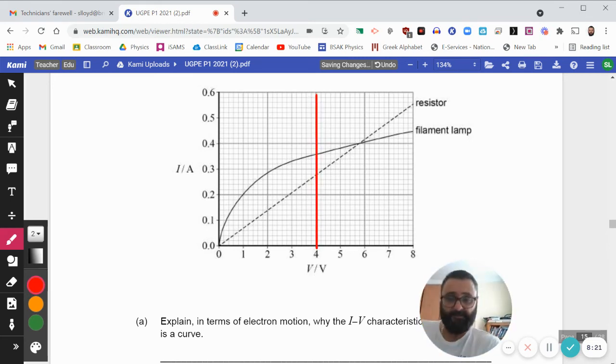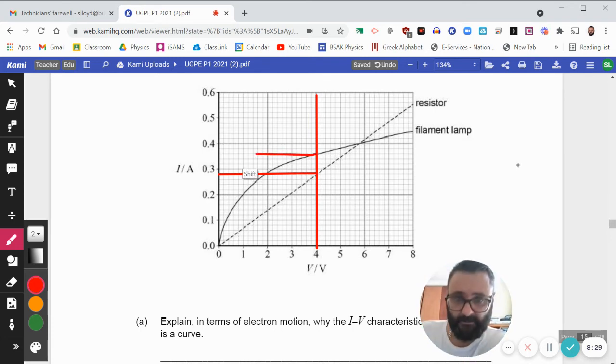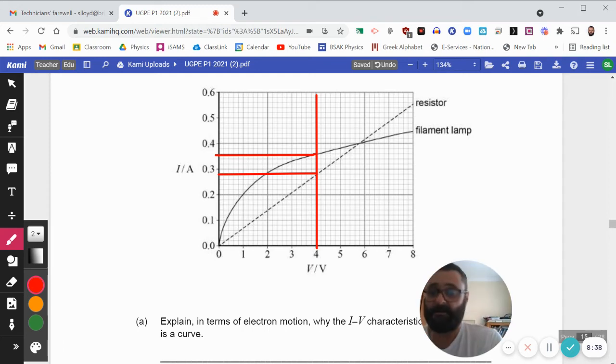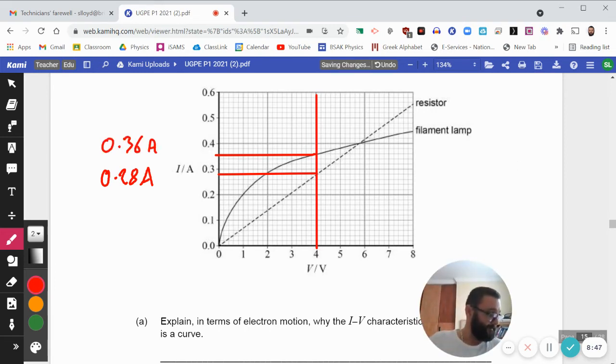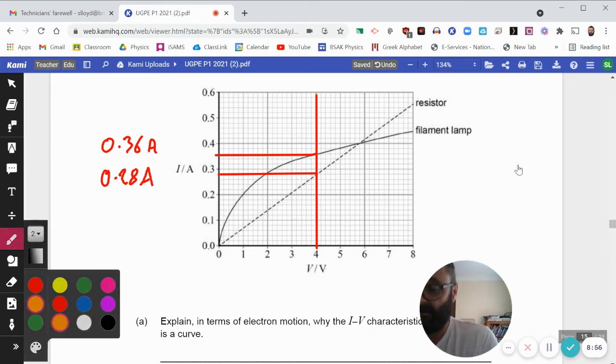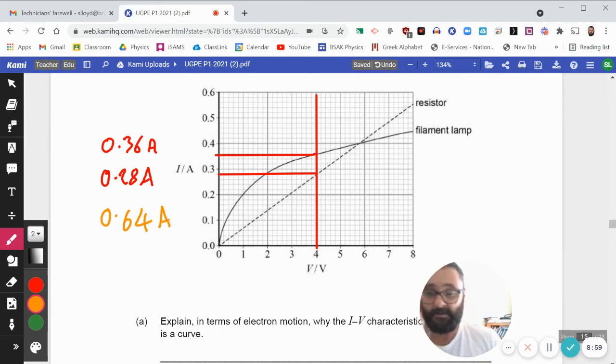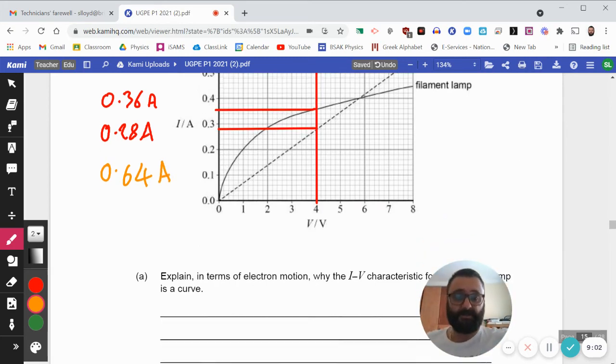Now that's going to give us a current of, that looks like 0.28, and a current of, that looks like 0.36, doesn't it? Yeah, 0.28 amps, 0.36 amps. Okay, added together, 0.64 amps. That's the total current in the circuit, 0.64 amps.